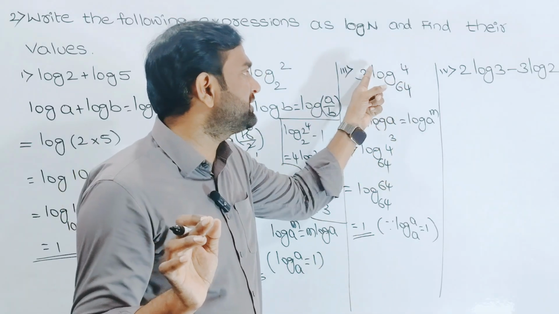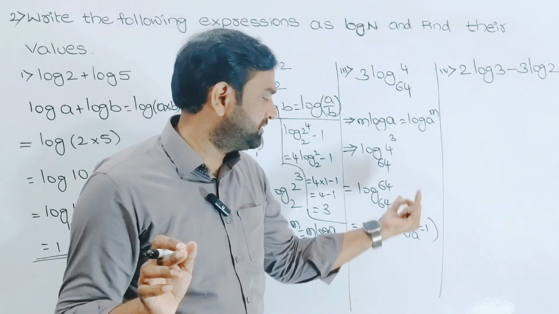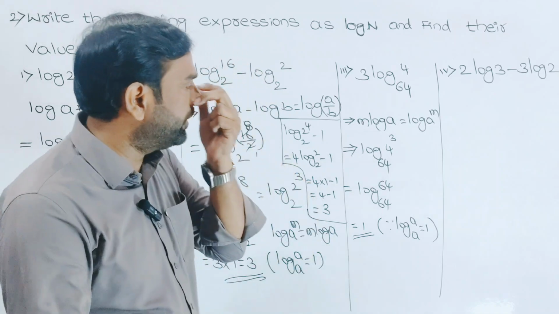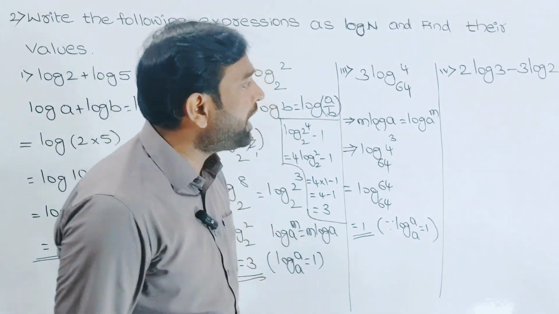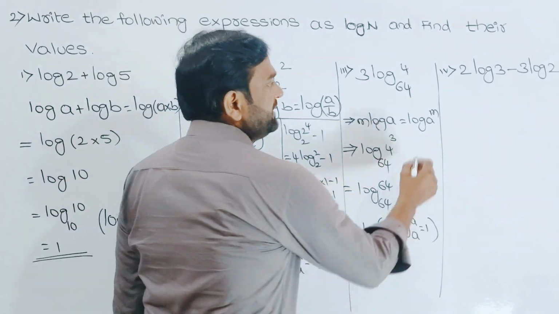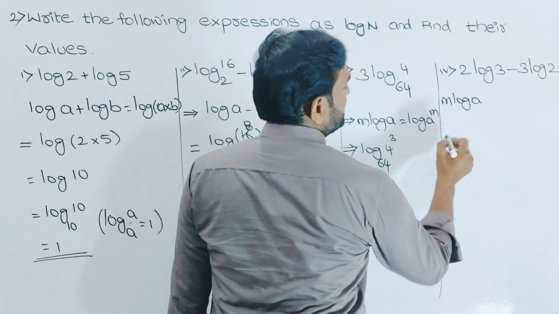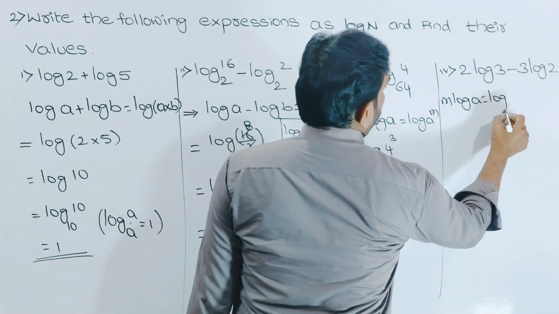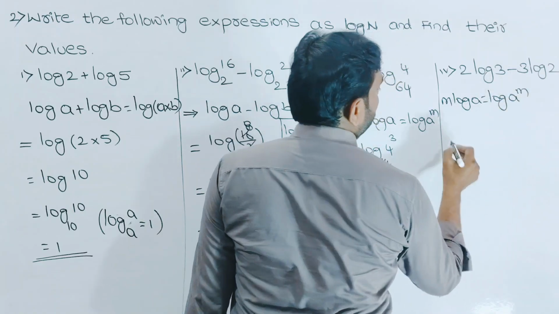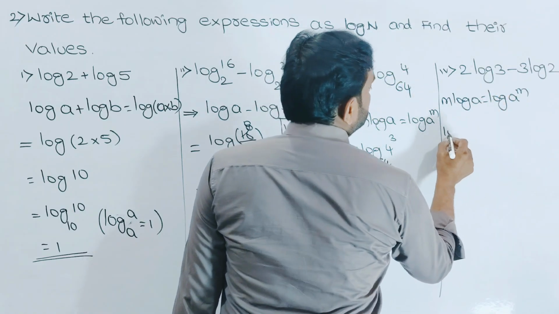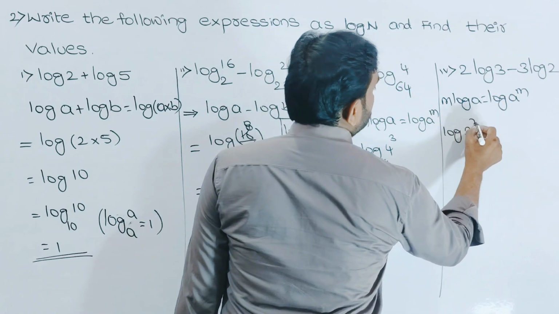So this 3 coming this side, 1 by 3, 3 cancel, then also you will get the same answer. Okay, next one, 2 log 3 minus 3 log 2. It is like m log a. In the first step, m log a is nothing but log a power m. 2 log 3 can be written as log 3 square.